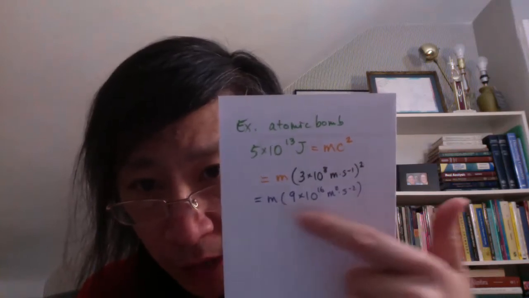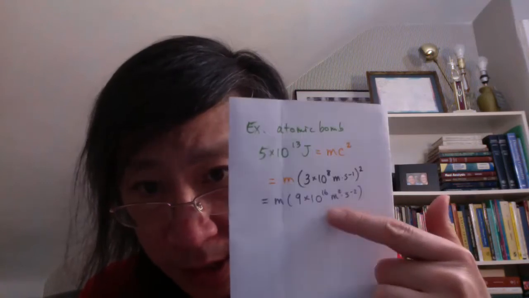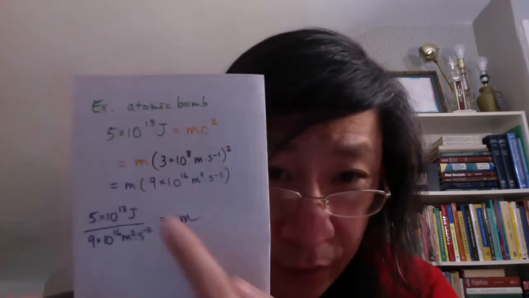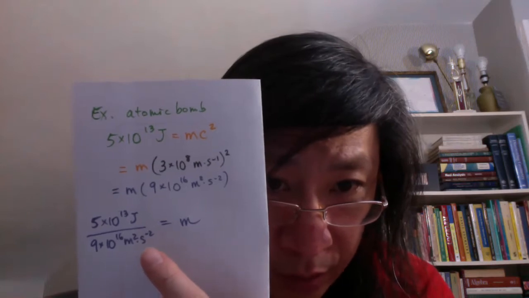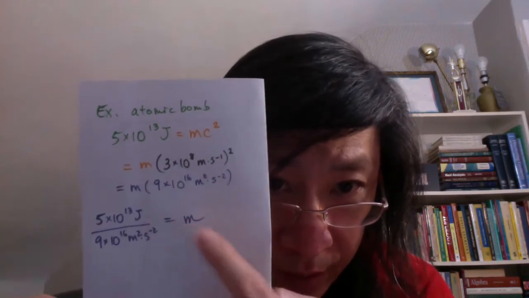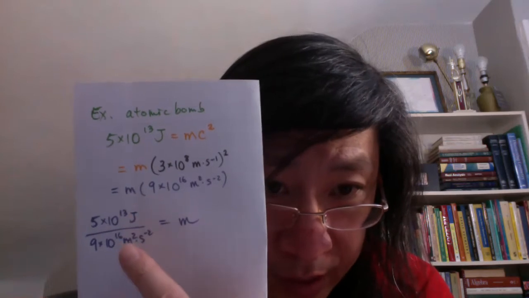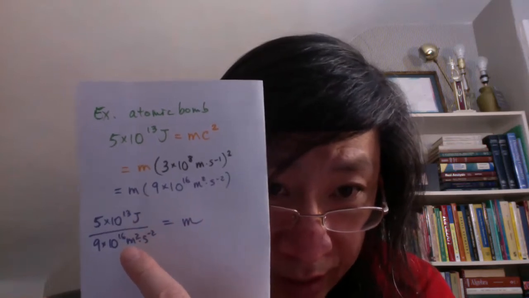So I'm going to divide both sides by 9 times 10 to the 16 meters squared per second squared and see what I get. Okay, so 5 times 10 to the 13 joules divided by 9 times 10 to the 16 meters squared per second squared equals m. Right, so I've divided both sides of this equation by 9 times 10 to the 16 meters squared per second squared. Just have m on this side. What is that number? It's not that big, is it?